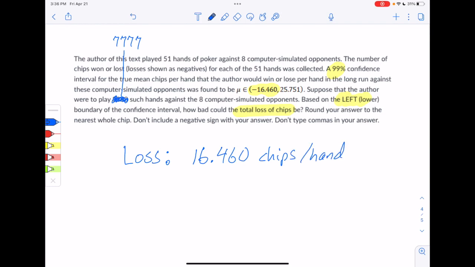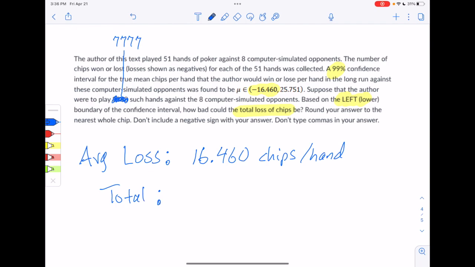So we're saying if the mean turned out to be that left-hand boundary, that would mean that on average we're losing 16.460 chips per hand. So then how do you convert that to a total loss from, this is actually average loss. So how do you go from average loss to total loss?